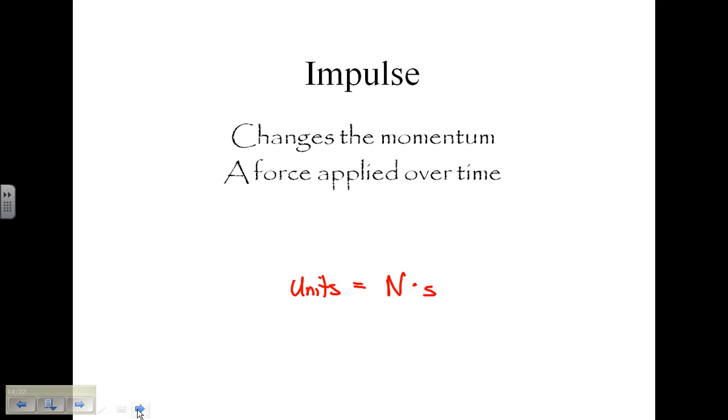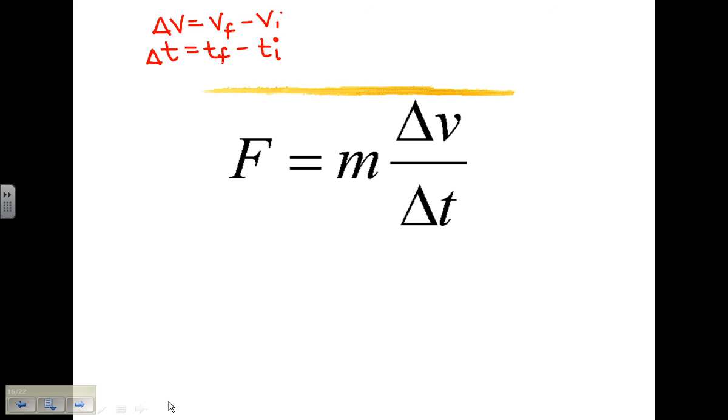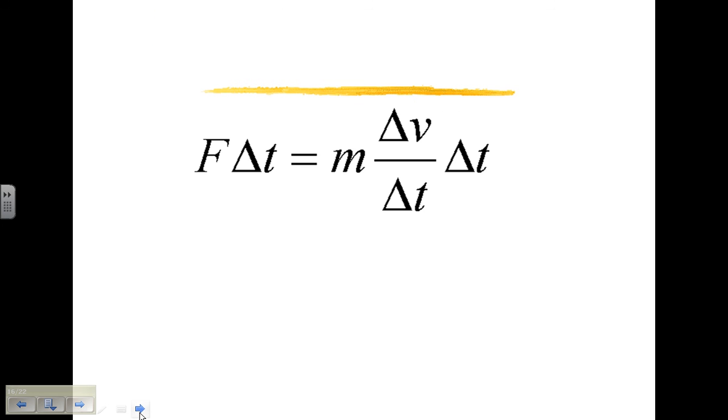Impulse is for changes to momentum. It's a force applied over time, and we can write the formula impulse equals force times time. Impulse is sometimes used with a capital I, sometimes not, but it is equal to F times t. The units for impulse are Newton seconds. So F equals ma, which is the same as mass times the change in velocity over the change in time. Just a reminder, your change in velocity is your final velocity minus your initial. Change in time is just your final time minus your initial.